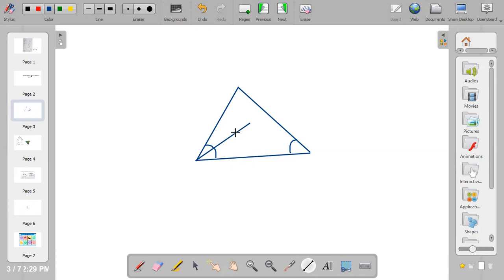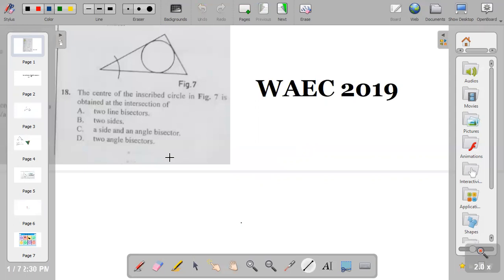Now, this bisector is coming from an angle. So because it's coming from an angle, it is referred to as an angle bisector. So this is angle bisector 1, and the other one will be angle bisector 2. Now, at the intersection of these two bisectors, which are angle bisectors, an inscribed circle is formed. So the answer to question 18 is option D.